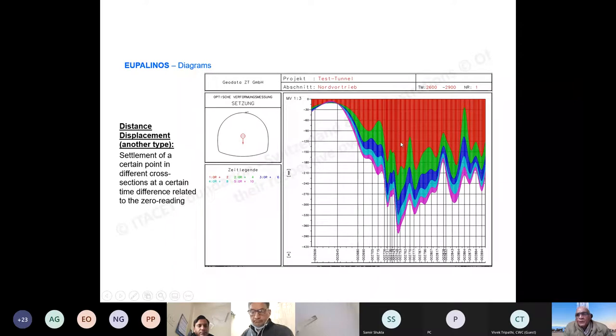So this way you are able to know very easily how the tunnel is settling, so that you can take corrective actions, you can increase the supports, and you can take any other action which is required. So this is a good picture view.